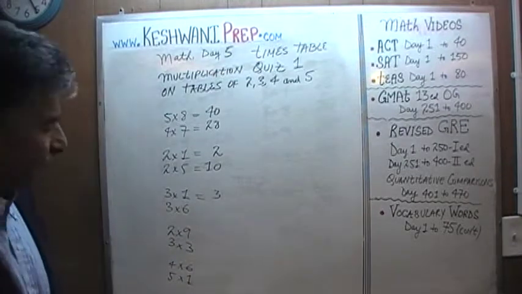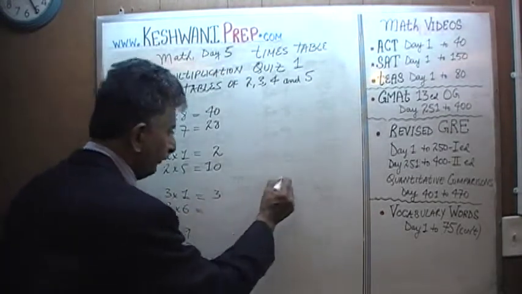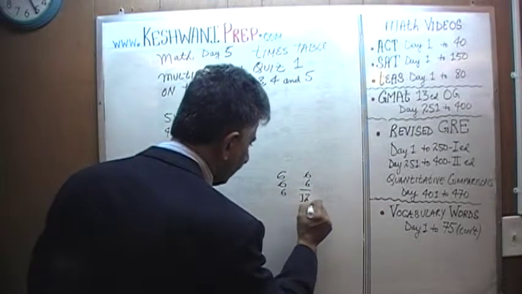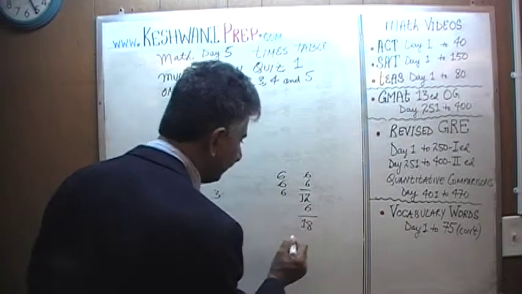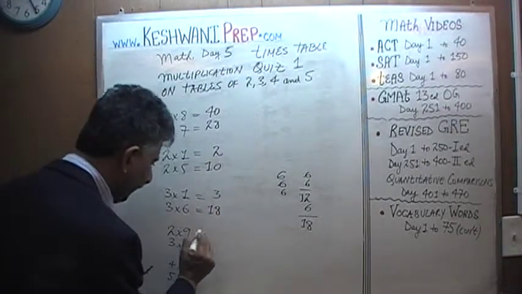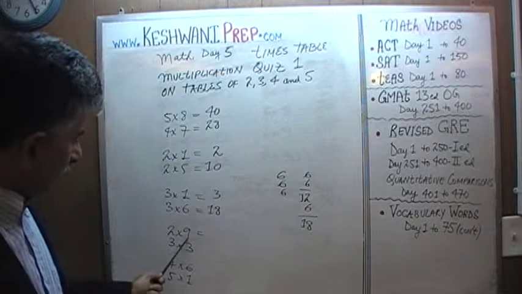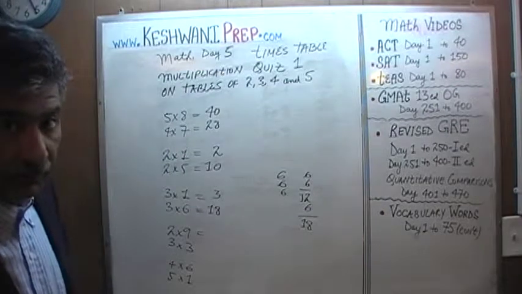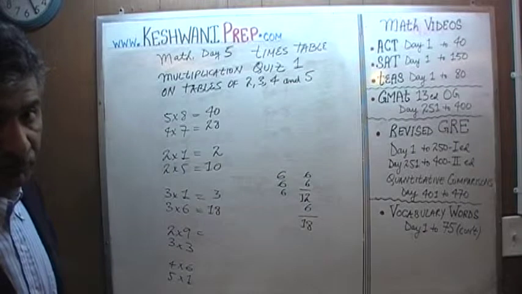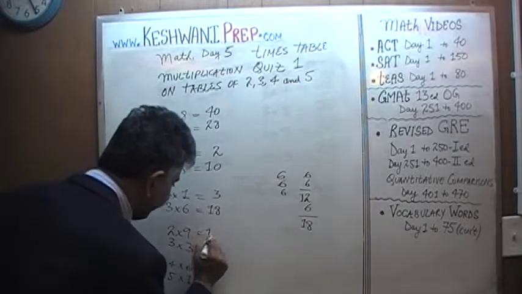How about 3 sixes? If you have 6 and a 6 and a 6, 6 plus 6 is 12, and if you have one more 6, that's a third 6, 3 sixes are 18. How about 2 nines? We know 2 tens are 20, so 2 nines would have to be 2 less than 20, which is 18 again.